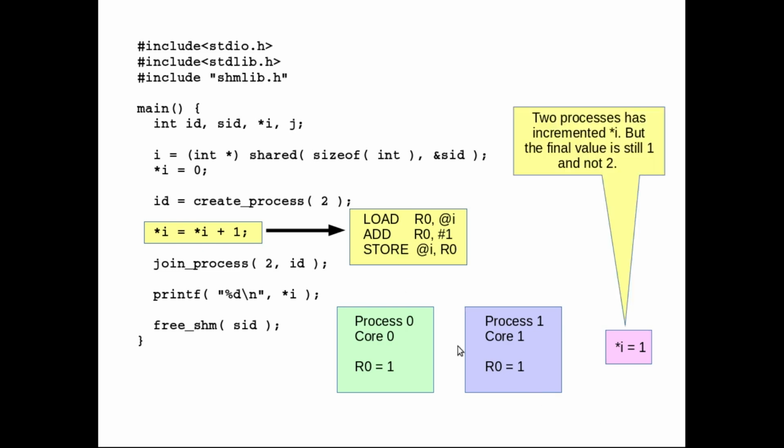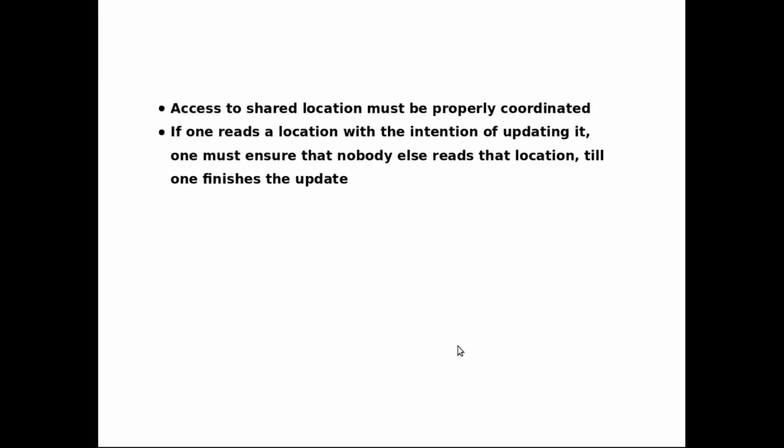So we need a mechanism to coordinate the access to the shared variable. Access to the shared location must be properly coordinated, and what we mean by that is that if one process reads a location with the intention of updating it, the process must ensure that no other process reads that location till that process finishes the update.